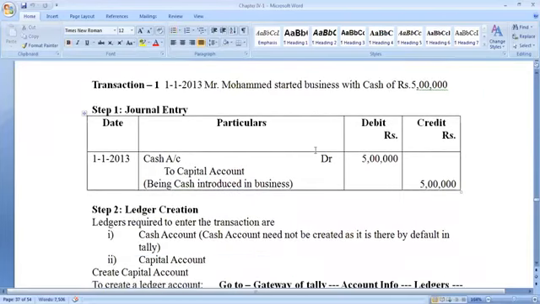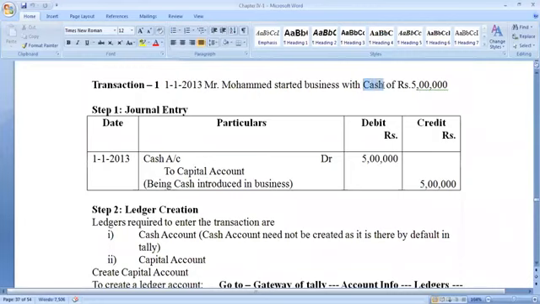We shall see the transactions, how the ledger will be created and how, through the usage of Tally, the voucher entry will be made, which we already learned. Transaction number 1 says: on 1/1/2013, Mr. Mohammed started business with cash of rupees 5 lakh. So he started the business with cash.